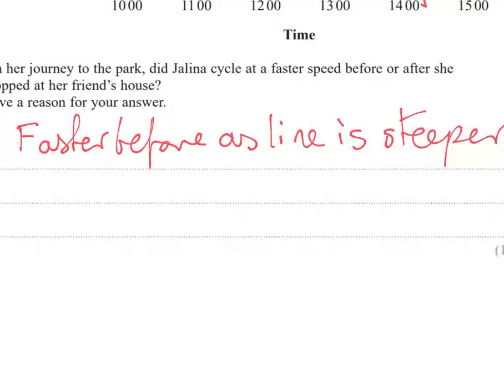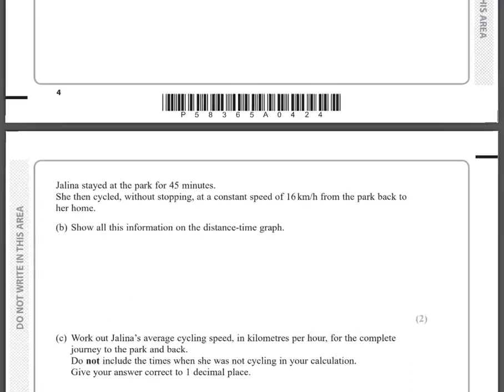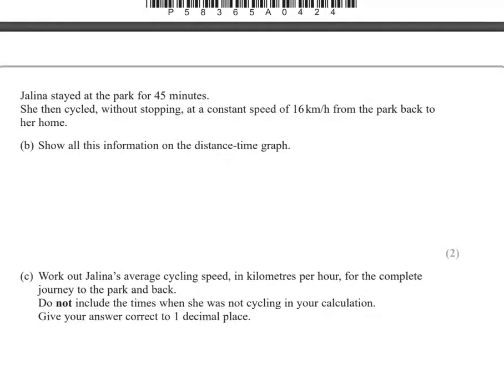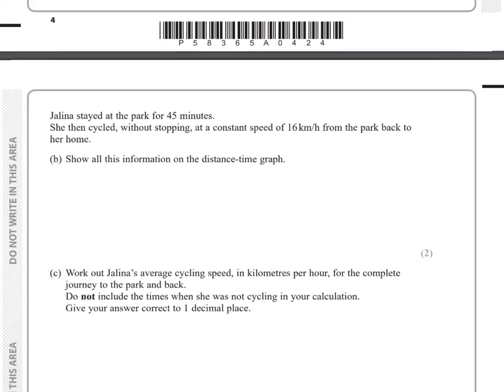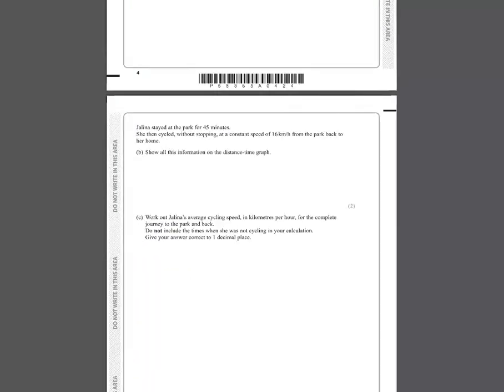And then it says, okay, shows all this information. Work out Jolena's average speed cycling in kilometres an hour for the complete journey to and from the park. Do not include the times when she is not cycling in your calculation. So the total distance, well, that's 24 times 2. So speed is distance over time. So 24 times 2, so that's 48 over the time.